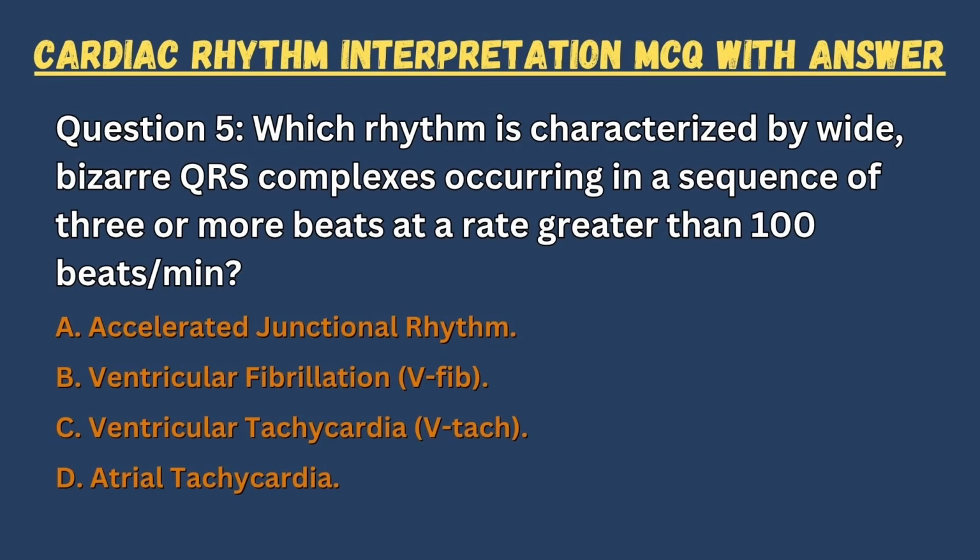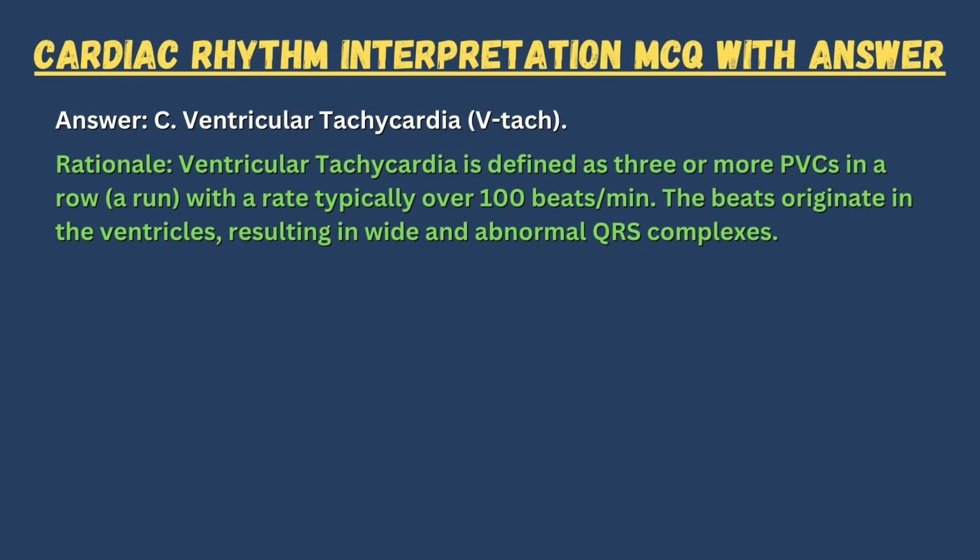Question 5. Which rhythm is characterized by wide, bizarre QRS complexes occurring in a sequence of 3 or more beats at a rate greater than 100 beats per minute? A. Accelerated junctional rhythm. B. Ventricular fibrillation, V-Fib. C. Ventricular tachycardia, V-Tach. D. Atrial tachycardia. Answer. C.